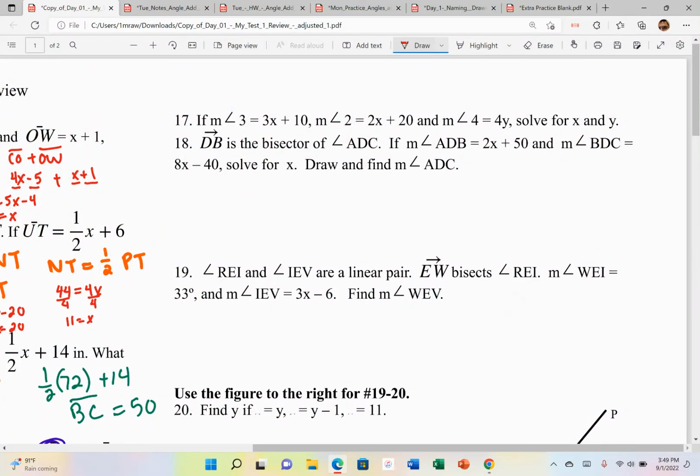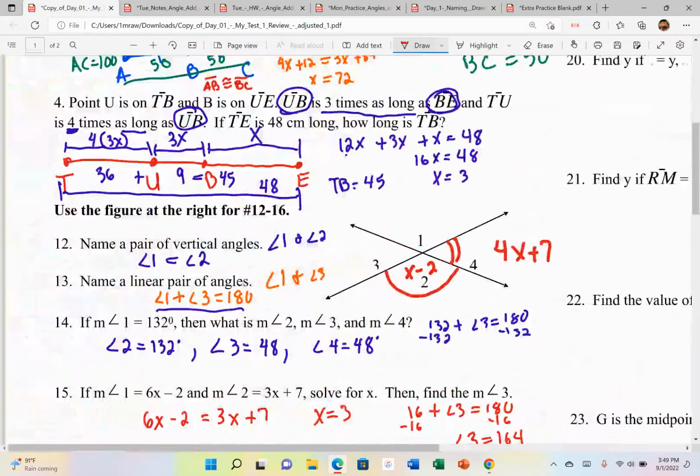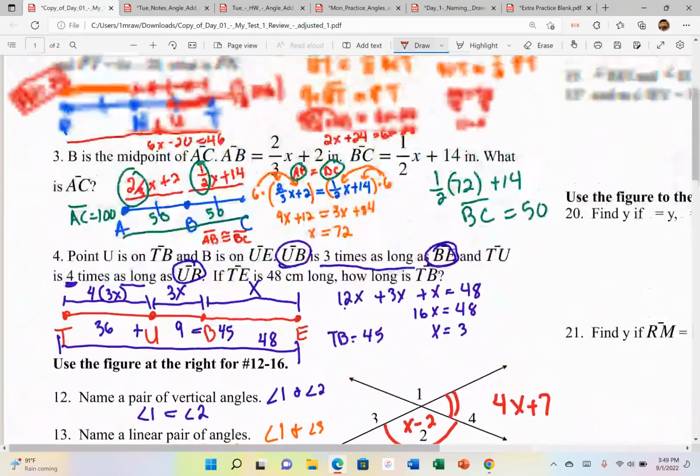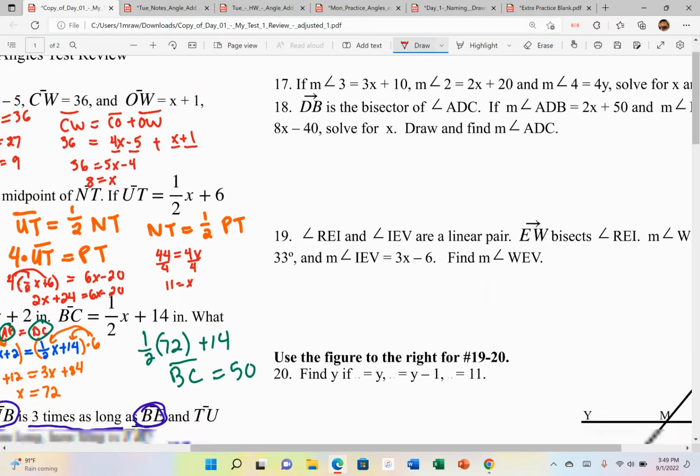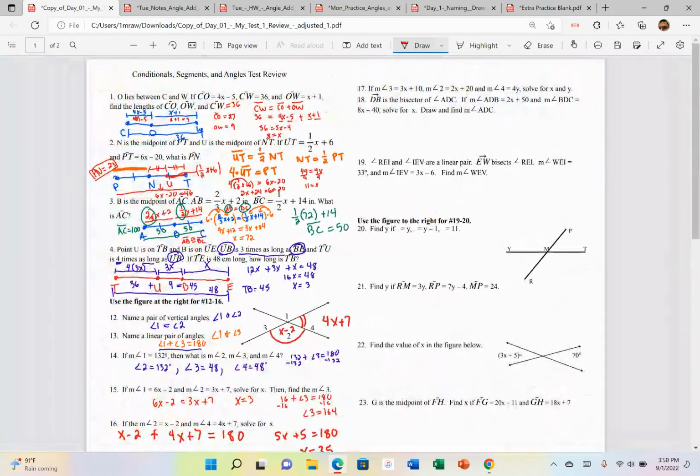I'm assuming it's talking about the same picture because it said 16 through 19, or 12 through, no, it says 12 through 16. I think this is just two different things. If the measure of angle 3 equals 3x plus 10, and the measure of angle 2 equals 2x plus 20, the measure of angle 4 equals 4y, solve for x and y. So I'm assuming that they're using 17 with that picture. Let's go ahead and delete this angle 3 and angle 2. What's the relationship with angle 3 and angle 2?